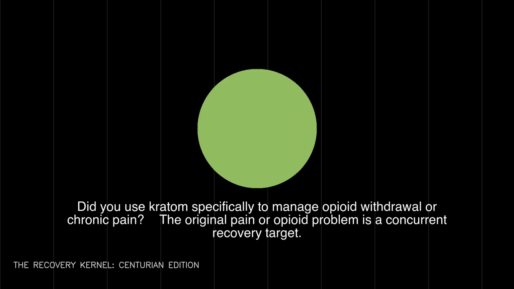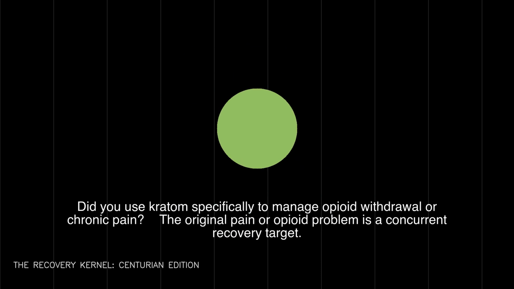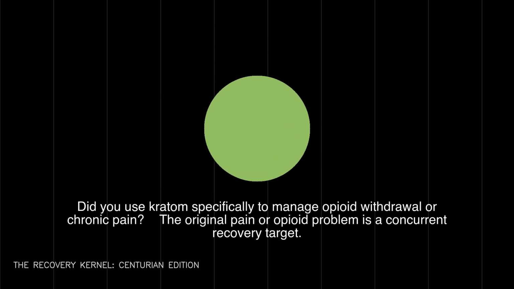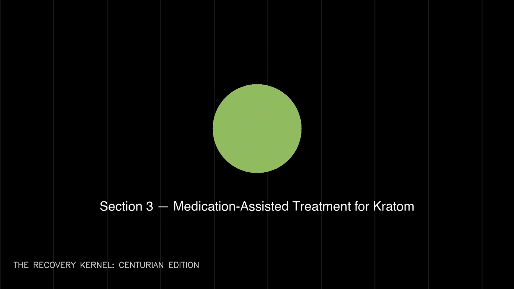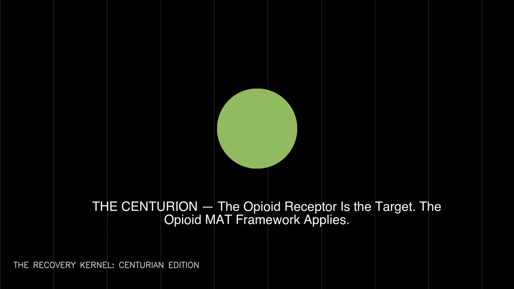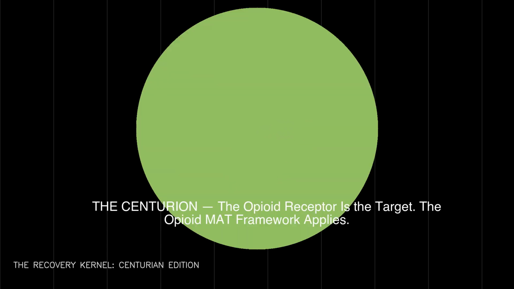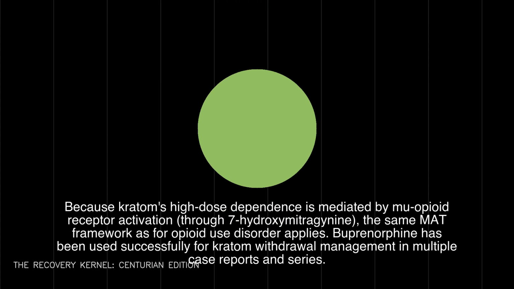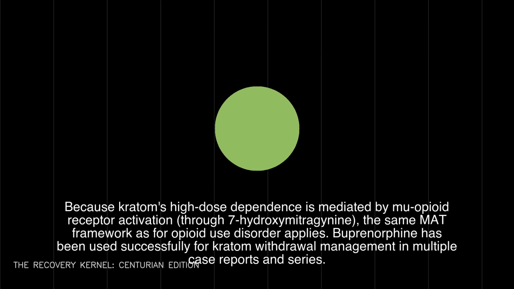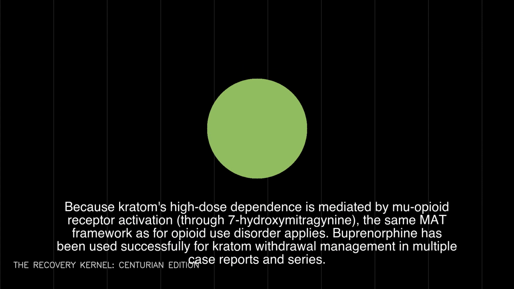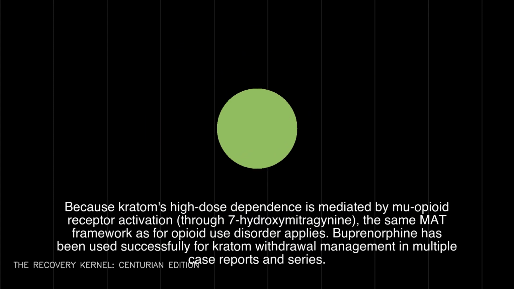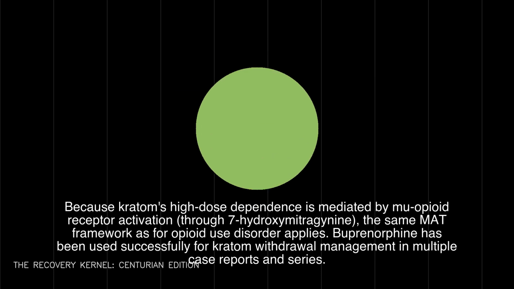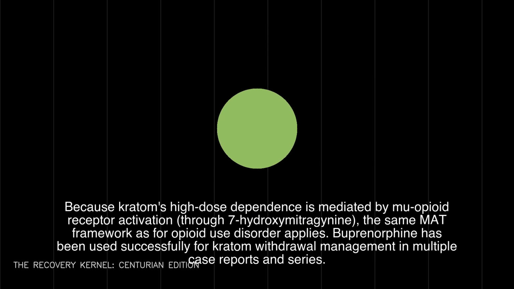Section 3, Medication-Assisted Treatment for Kratom. Classical building the centurion, the opioid receptor is the target. The opioid MAT framework applies. Because kratom's high-dose dependence is mediated by mu-opioid receptor activation through 7-hydroxymitragynine, the same MAT framework as for opioid use disorder applies. Buprenorphine has been used successfully for kratom withdrawal management in multiple case reports and series.